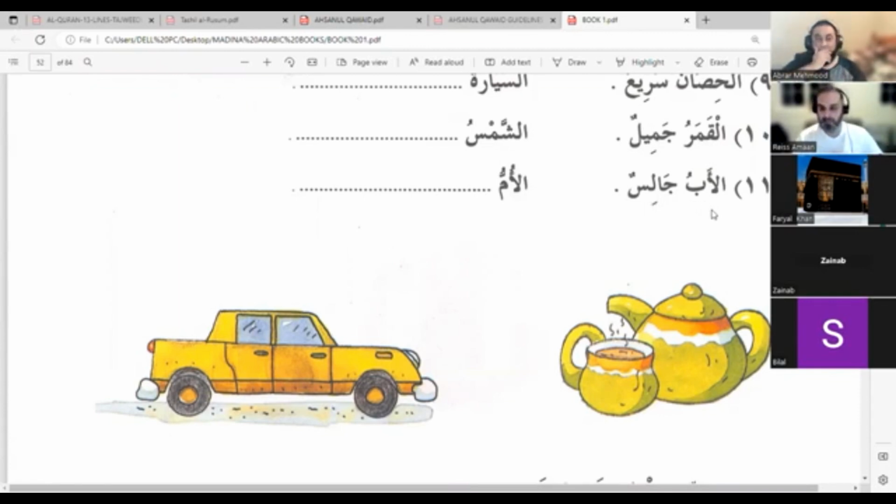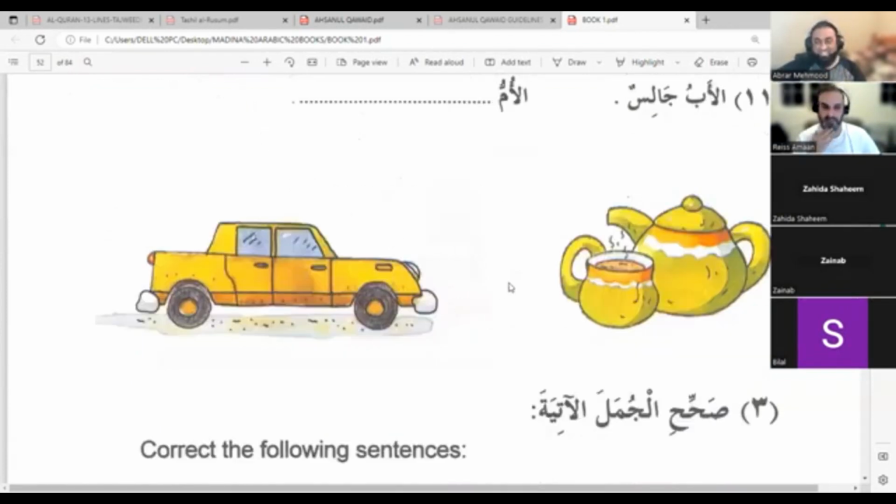Can finish this page off, please. Al-abu jalisun, al-ummu jalisatun. The translation: the father is sitting, the mother is sitting, or sits. I think sitting makes more sense. Sitting is okay. Yeah. Alhamdulillah.